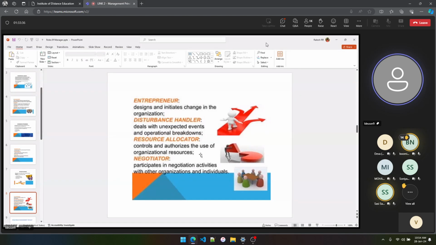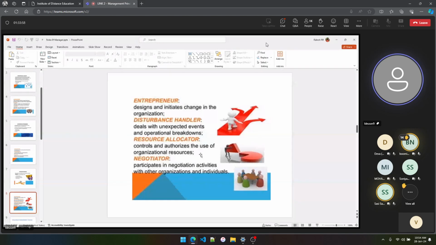Next is the disturbance handler, who deals with unwanted events and operational breakdowns. The next, resource allocator. As we said, management's role, when it comes to staffing, is that the manager has to be in the right position to bring in the right people whenever needed to execute a job.